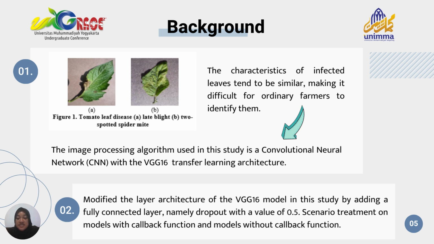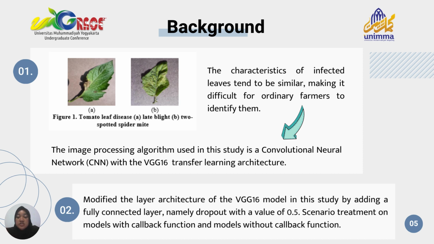Astinum et al. 2020 in their research wrote that plant identification can be done through detecting the shape and texture of leaves through image processing. One of the image processing methods that can handle image classification well with significant results and is very suitable for large amounts of data is the convolutional neural network or CNN with the VGG16 transfer learning architecture because it has a simple structure and can be modified layer architecture to adjust the model and improve its performance.